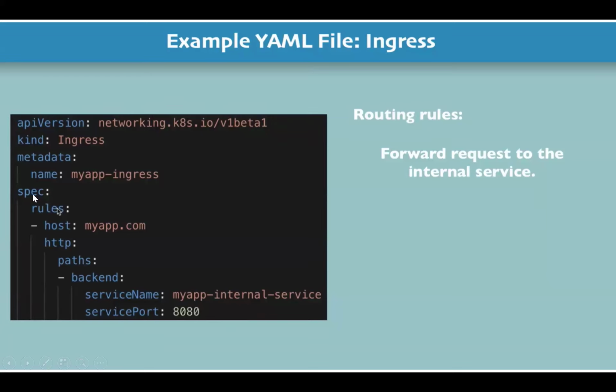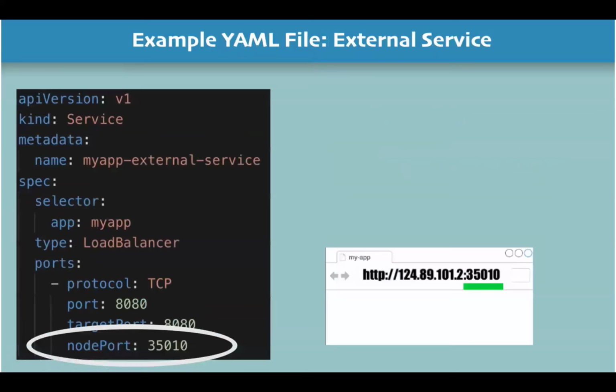Spec. In spec, you define the rule. Routing rule. Where your host will go. So it forwards requests to the internal service. Host is your domain name. And the internal service always happens through HTTP. Do not confuse this HTTP with this HTTP. This one is different. This could be HTTPS, this could be HTTP.